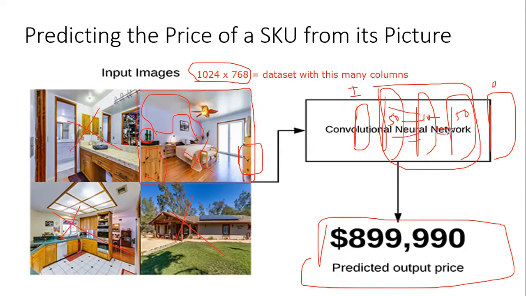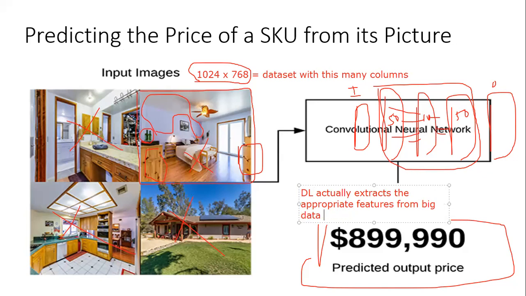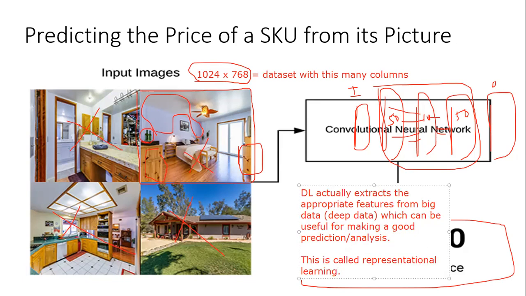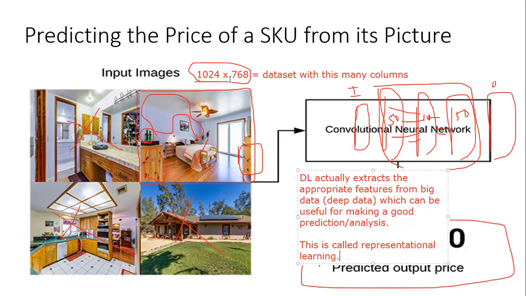So what is the purpose of deep learning? What does it do? Deep learning actually extracts the features. You can see the appropriate features from, let's say, big data, or you can call it deep data. It extracts the appropriate features from big data or deep data, which can be useful for making a good prediction or any analysis. So this is called representational learning.